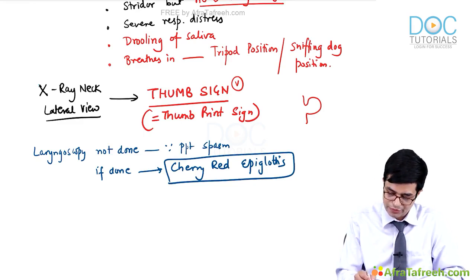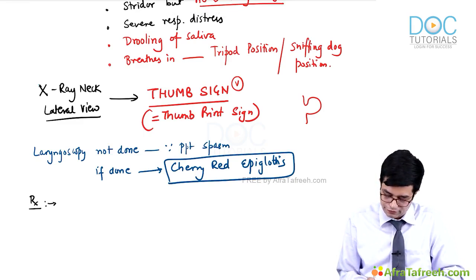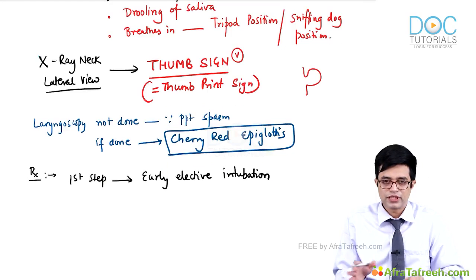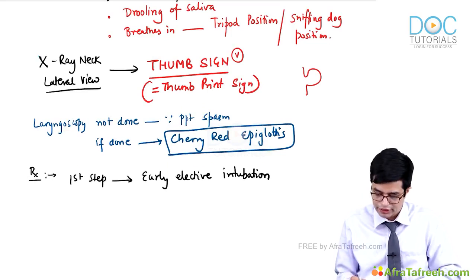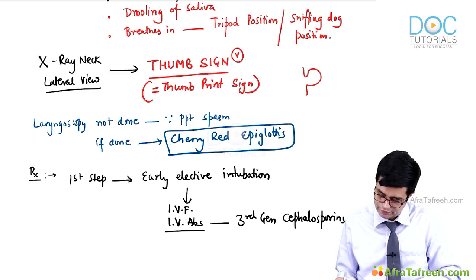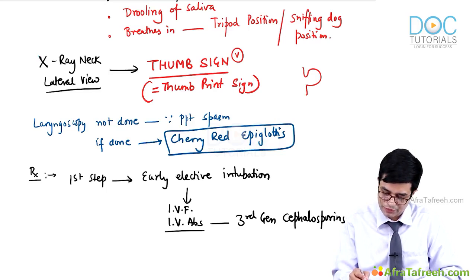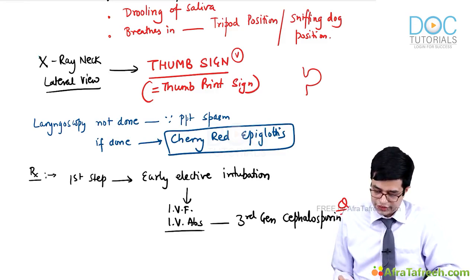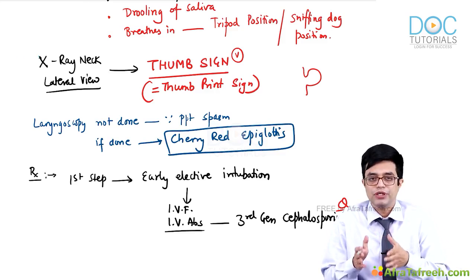What is the treatment of acute epiglottitis? The first step in the management of acute epiglottitis is early elective intubation. First, you do airway management, secure the airway of the child, put the child on ventilator or positive pressure ventilation, and then you start the patient on IV fluids and IV antibiotics. Among IV antibiotics, third generation cephalosporins are the initial therapy of choice. Which drug to start in a patient with acute epiglottitis, drooling of saliva, was a neat PG question asked just a year back. So this is the management for acute epiglottitis.